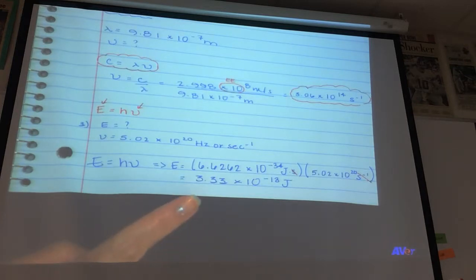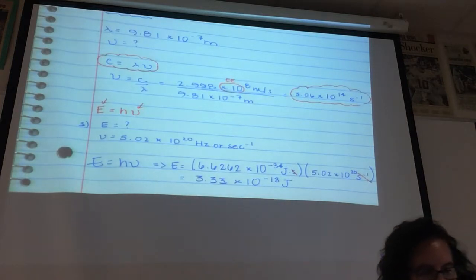Is that what you got as well? All right. So this is pretty straightforward. Planck's constant times the frequency.